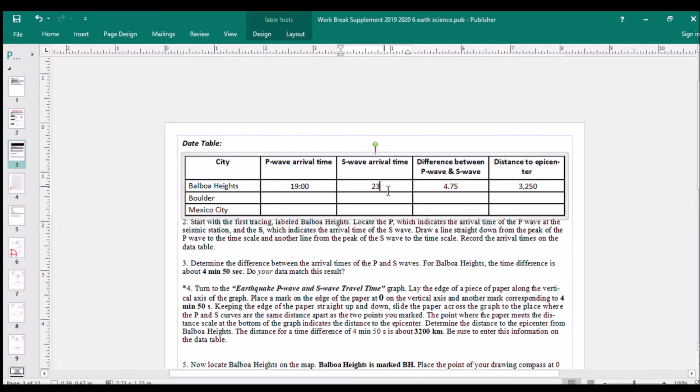And let me change that. I have a colon instead of a decimal. It's 2 different times. So then you just figure the difference, being a subtraction problem. So 23.75 minus 19 is a 4.75 difference.